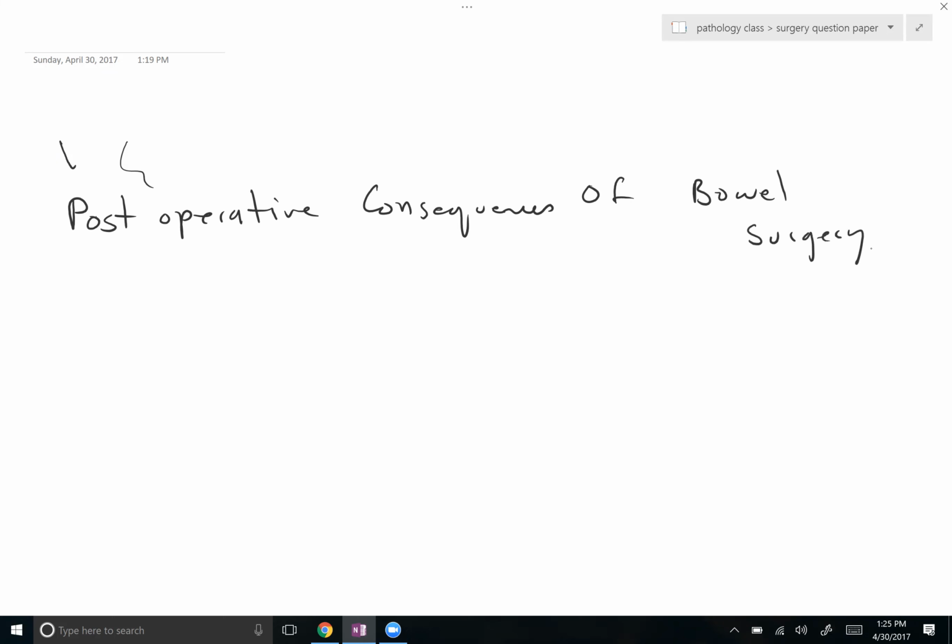Okay. Basically, when we are talking about bowel, we are talking about the contents of the intestine, large intestine and small intestine. So the main complications of this are, first and foremost, surgical site infection. Surgical site infection, which we write down as SSI.